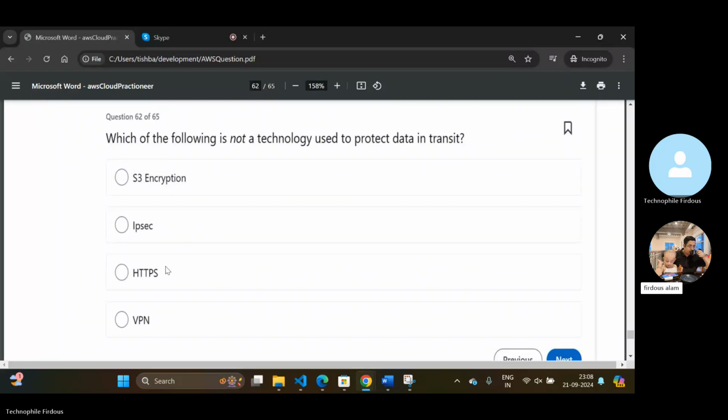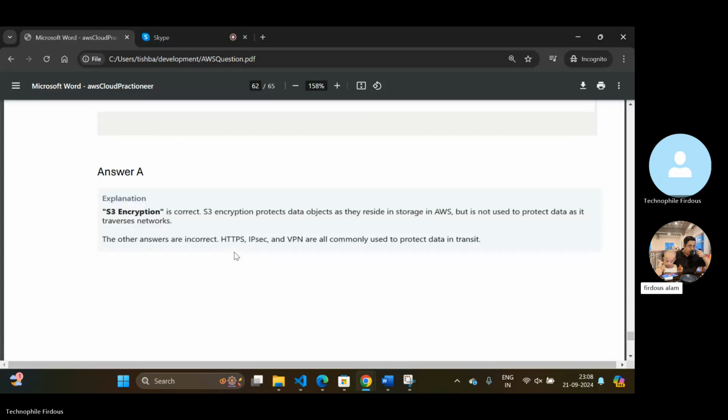So IPsec, HTTPS, and VPN all protect the data in transit, so these should not be the answer. Actually, these allow data protection in transit. The thing which doesn't allow it is S3 encryption. You can get the detail of why S3 encryption is the right answer. It doesn't protect data in transit.